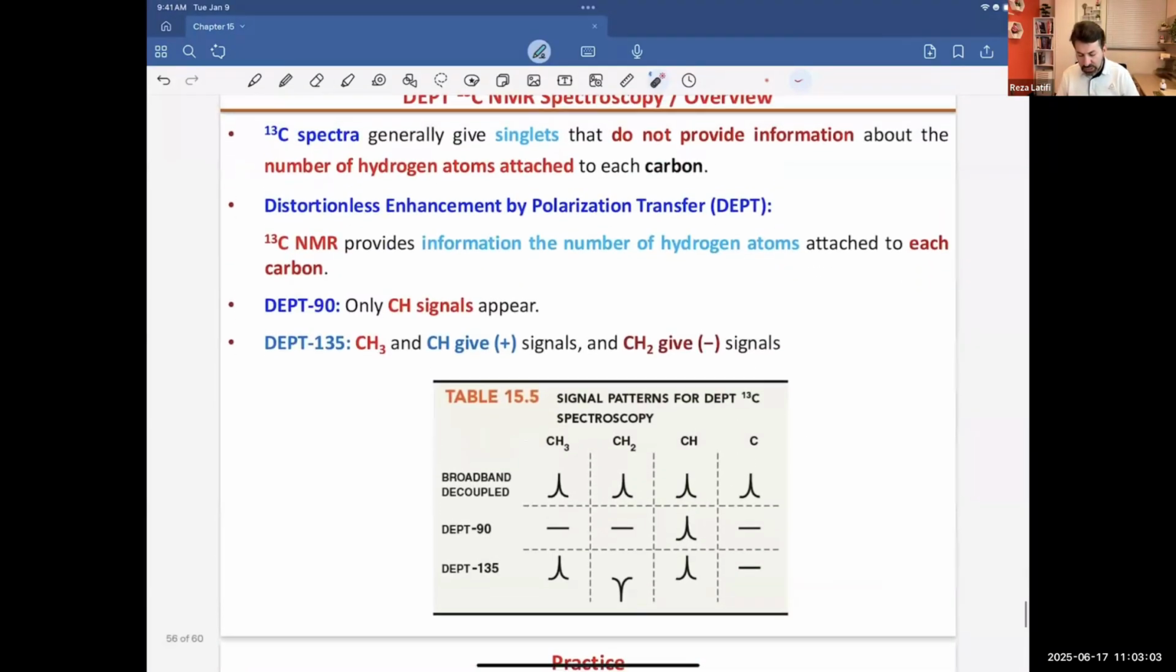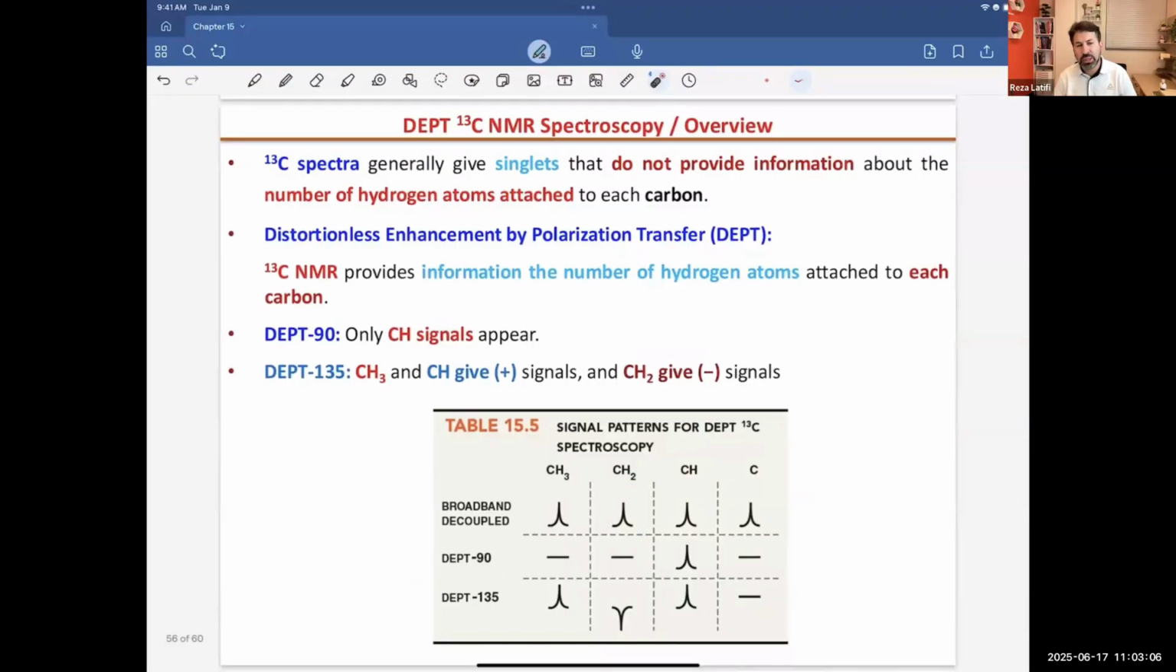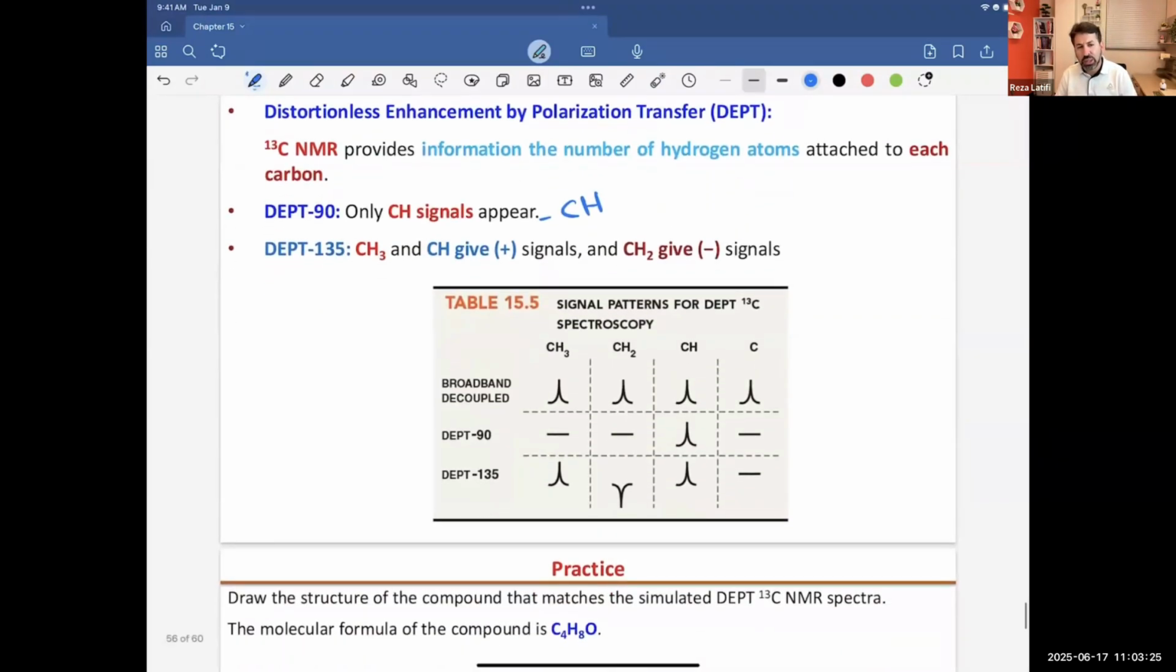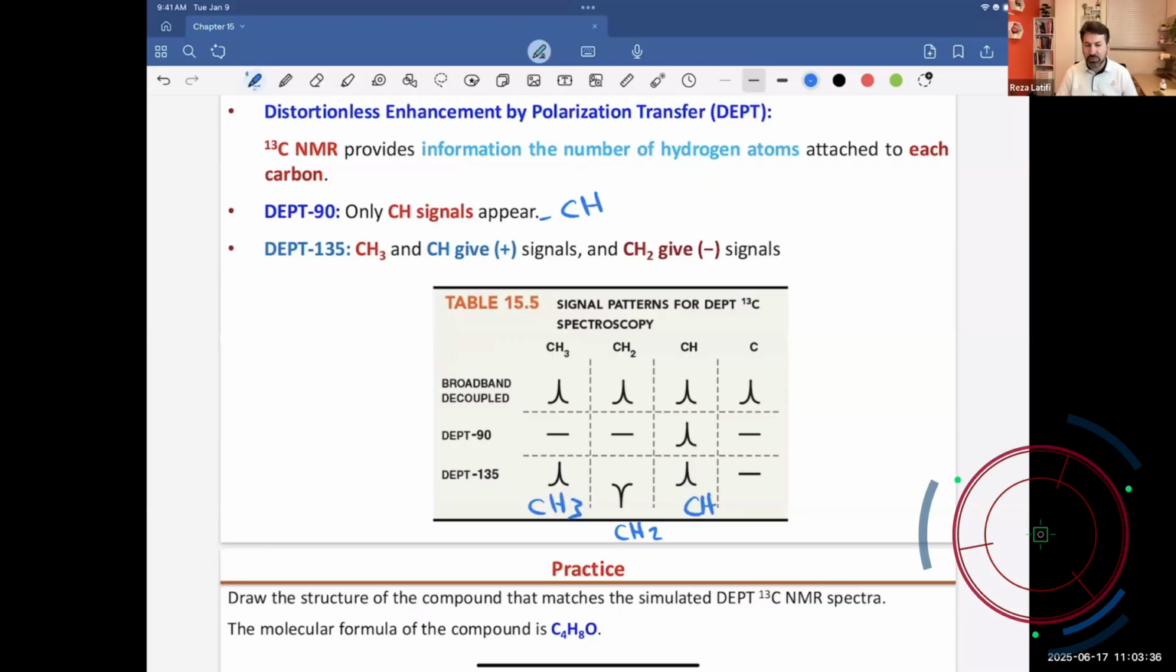Okay, there are other techniques that we can use in NMR to make identification of unknown samples easier. One of them is DEPT 90 and DEPT 135. The 90 will give you signal only and only if you have CH. And the 135 will give you a negative signal if you are dealing with CH2, and a positive signal for CH3 and CH. So if we see a positive peak, it can be CH or CH3.